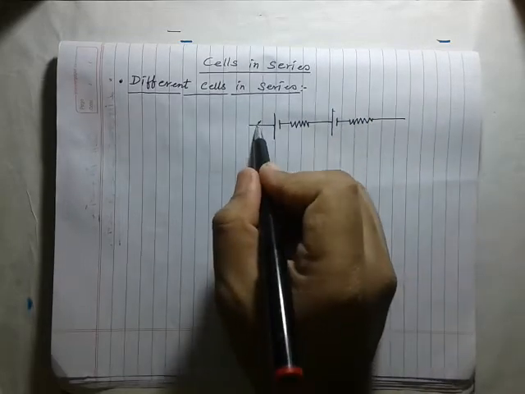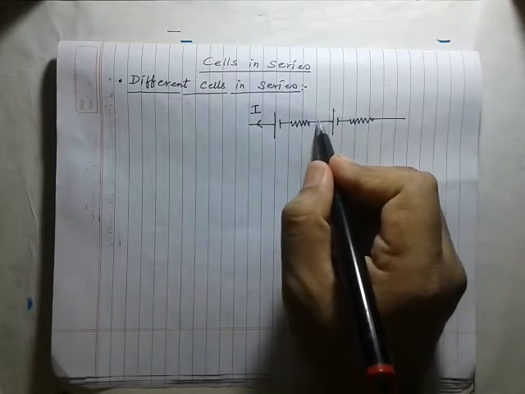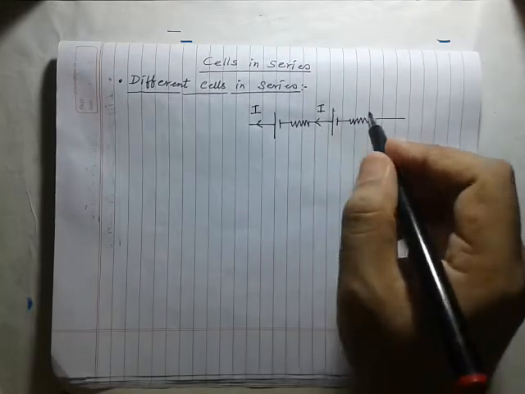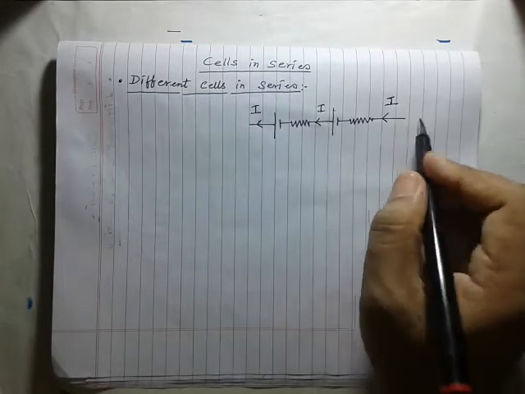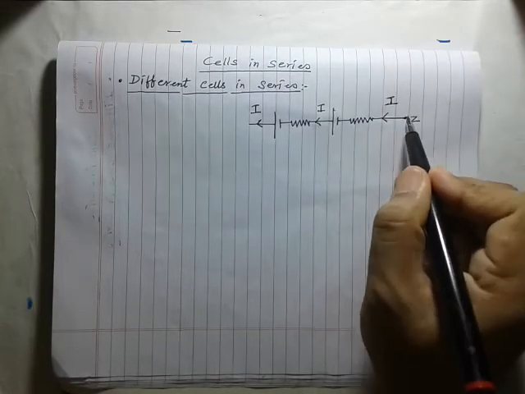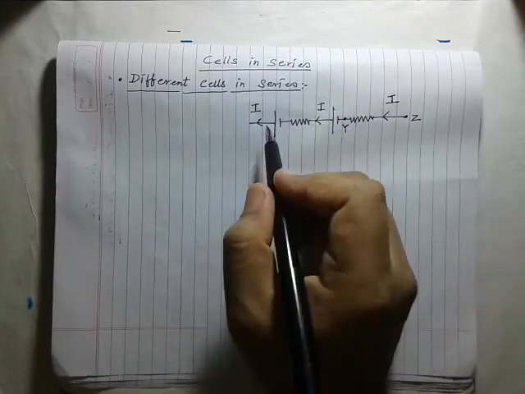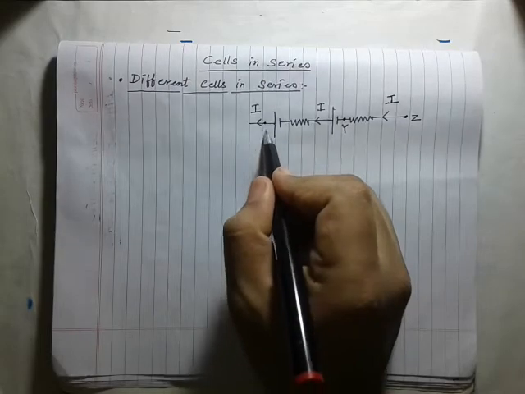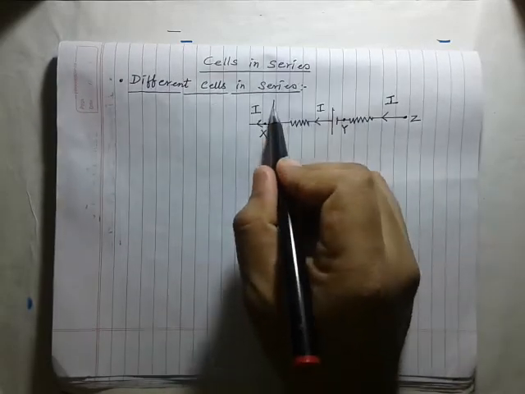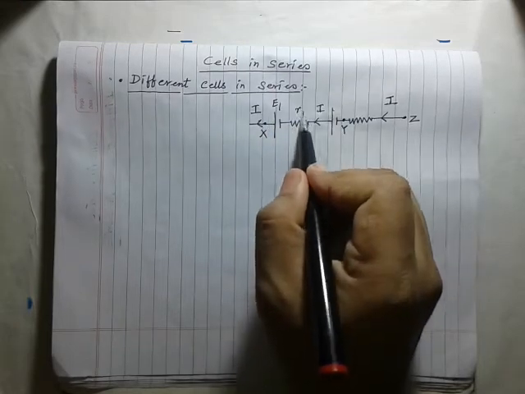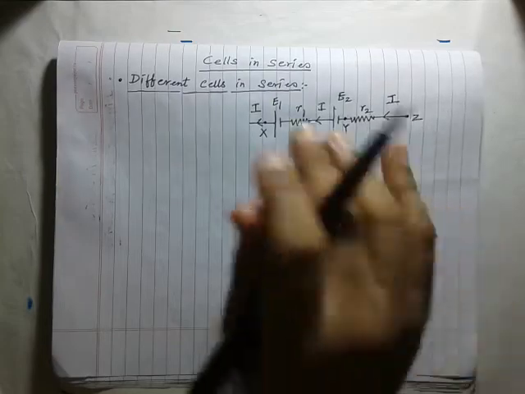There are two different cells. A current I is passing. This is the Z point, this one is the Y point, and this is the X point. X, Y, Z points, also you can say. So EMF for this cell is E1, this one is R1, and this is E2, and this one is R2. So this is the setup.